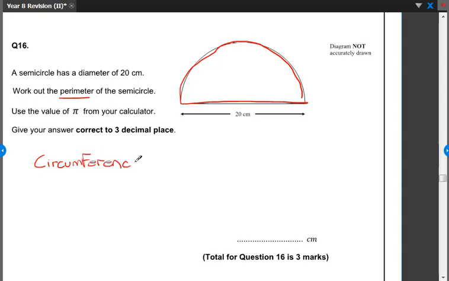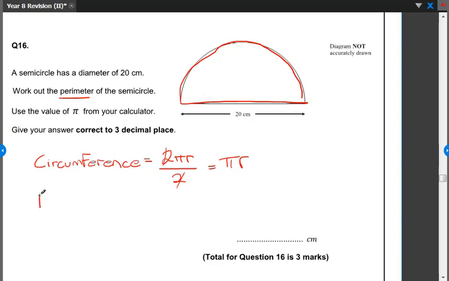Circumference equals 2 pi r. But here we only have half a circle, so it's 2 pi r over 2, or pi r. Okay, so it's pi r. That's the circumference, specifically the curved area.